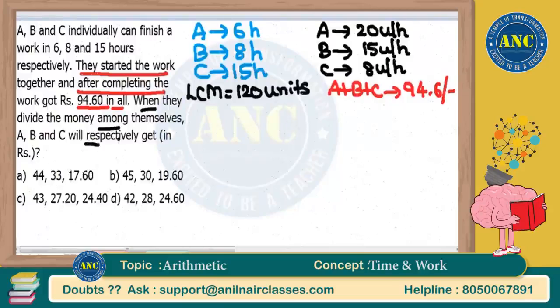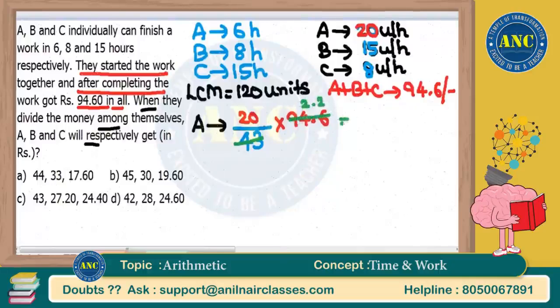Now see here, very easy logic of solving. Can I say that A will get, first of all, out of total 20 plus 15 plus 8, it is 43. Out of total 43 chocolates distributed, A's contribution is how much? 20 chocolates. So it is 20 out of 43. And the combined salary is 94.6 rupees, right? 43 into 2.2 is 94.6. 20 into 2.2 is 44.